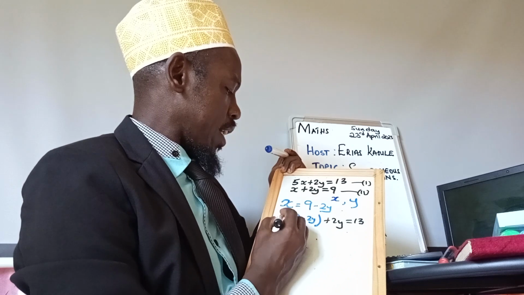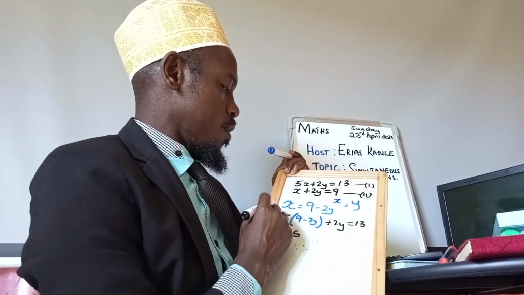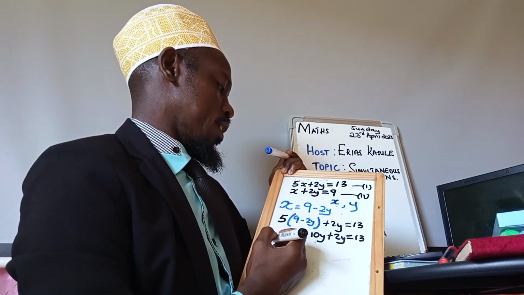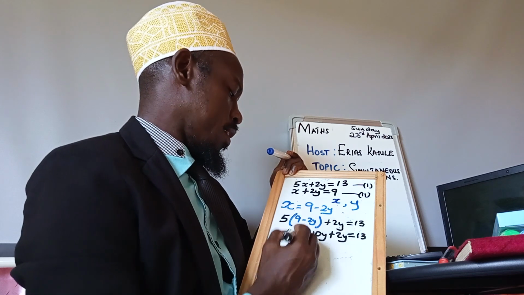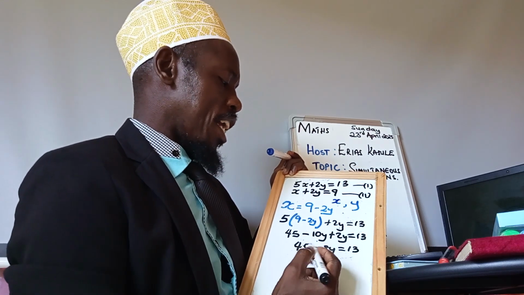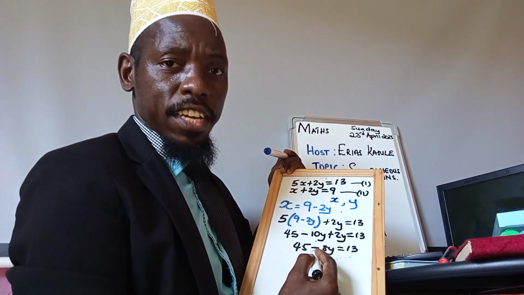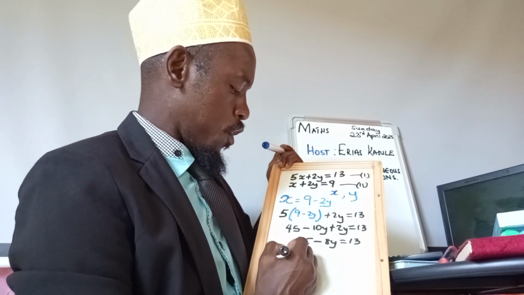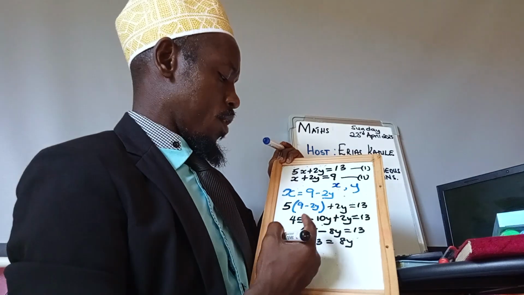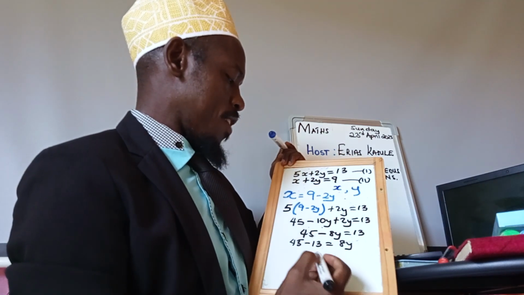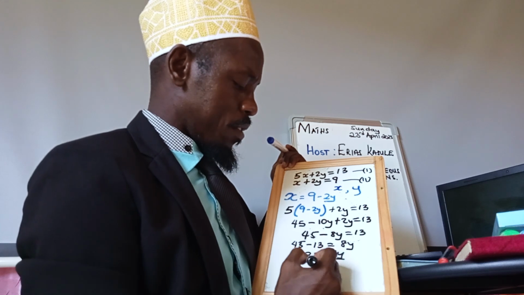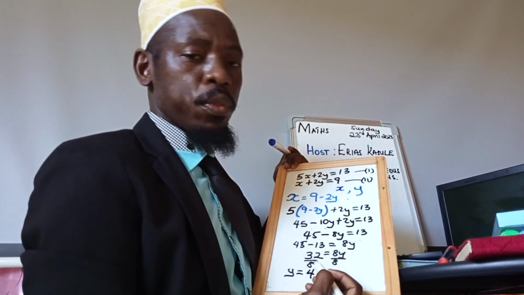Open up the brackets: 5 times 9 is 45, 5 times minus 2y is minus 10y, plus 2y equals 13. So 45 minus 8y is equal to 13. To avoid dealing with the negative, I take the 8y, which is negative, to the other side and bring the 13 this way. So 45 subtract 13 gives us 8y. What does it give us? 32 is equal to 8y. We divide by 8 on both sides, and you can see that y is equal to 4.